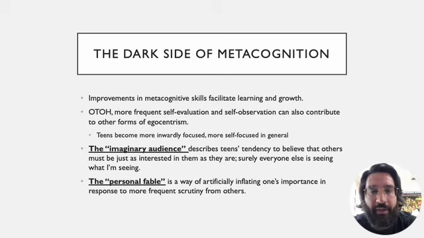Now, we talked a bit in the last module about the importance of metacognition. And you'll recall, right, that improvements in metacognitive skills facilitate learning and growth. On the other hand, more frequent self-evaluation and self-observation can also contribute to other forms of egocentrism, which we talked about as well in the last module. You'll recall the idea of egocentrism, sort of being very centered and focused on the self. That teens tend to become more inwardly focused, more self-focused in general. And so there may be a darker side to this metacognition when it leads to thinking too much, obsessing too much about the self, right?